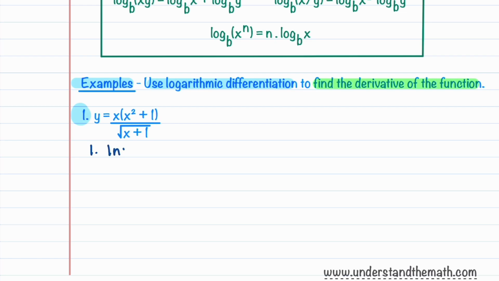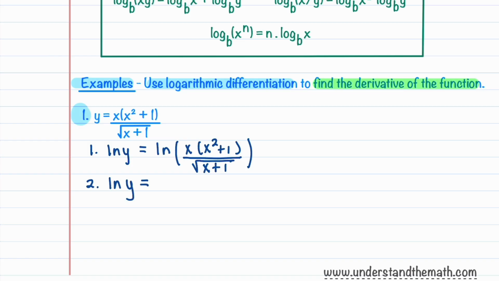So we have ln y on the left, and on the right we have ln of x times (x squared plus 1), all divided by the square root of x plus 1. Our second step is to work on the right-hand side and simplify that using the laws of logarithms. So our left-hand side stays the same, ln y. The laws of logarithms are going to help us break up our right-hand side.